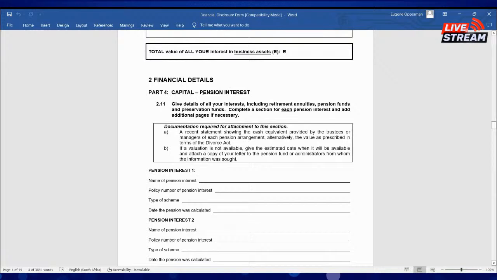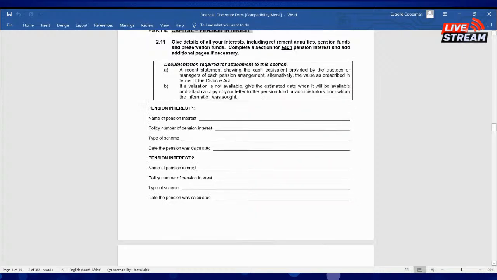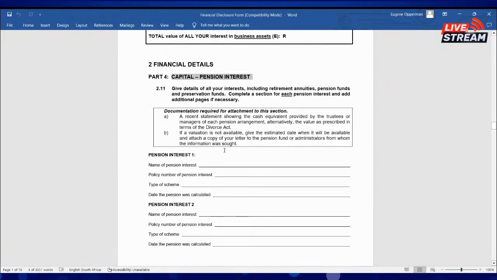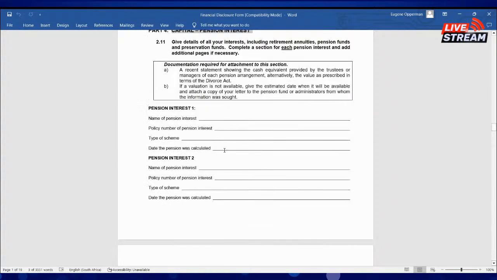Next, also something that is interesting or that should be questioned is the pension interest. Get the details of the pension fund, because there could be an attachment in terms of the Maintenance Act, that pension could also be attached for non-payment of maintenance.